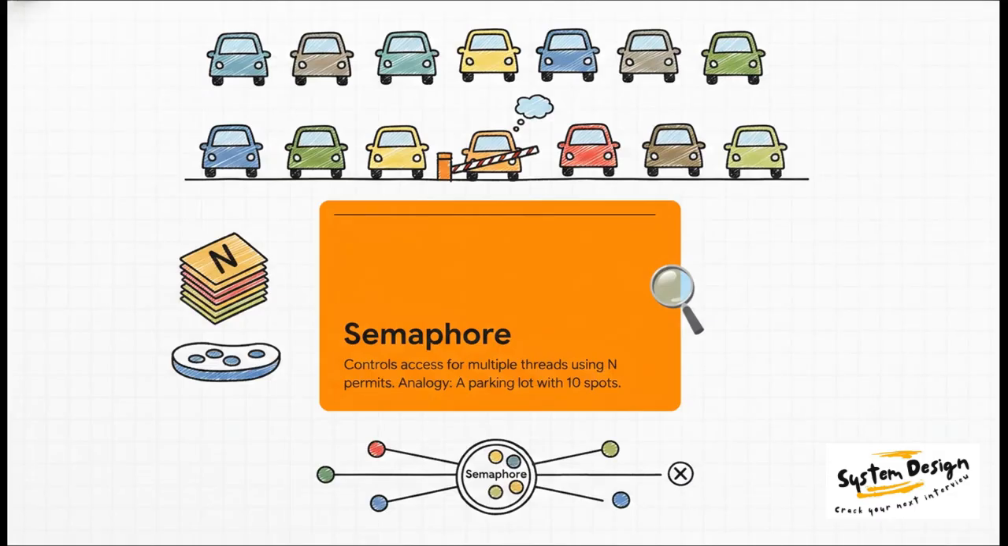Now, what if you don't have a resource that's like a single occupancy bathroom, but one that can handle a few users at once? Well, that's where the semaphore comes in. Instead of just one key, a semaphore has a whole pool of, say, n permits. The best analogy is a parking lot with 10 spots. The first 10 cars, they get in no problem. But that 11th car, it's stuck at the gate, waiting for one of the first 10 to leave and free up a permit.